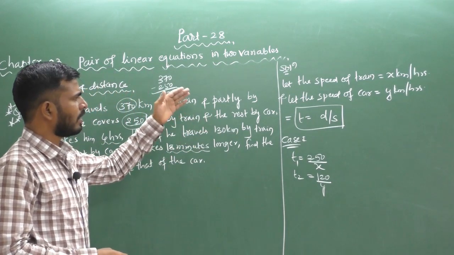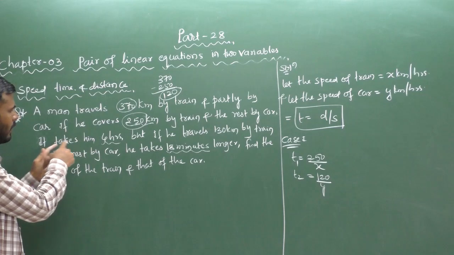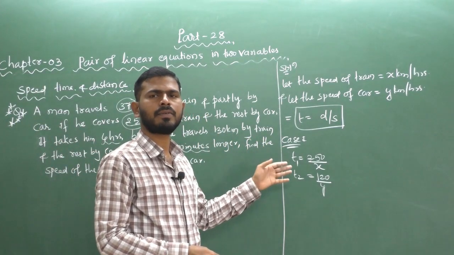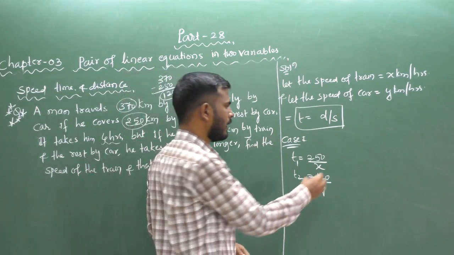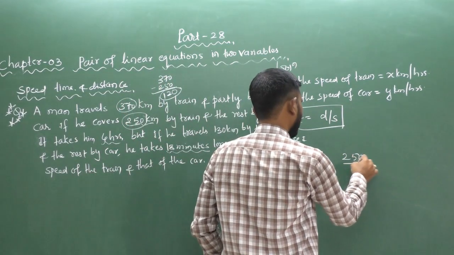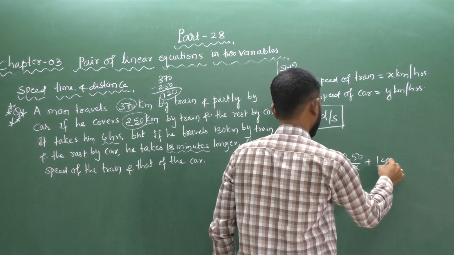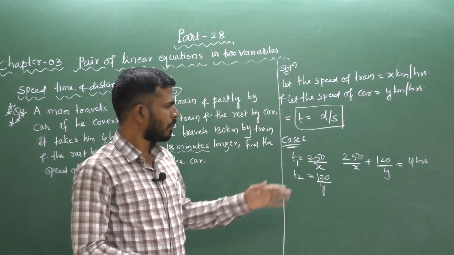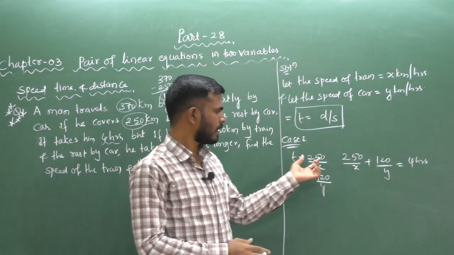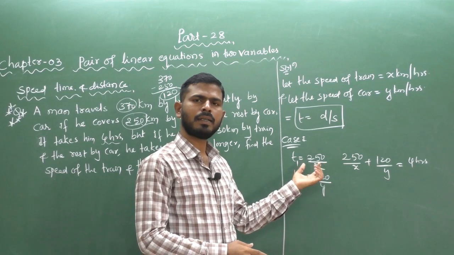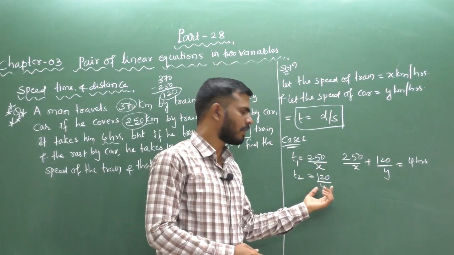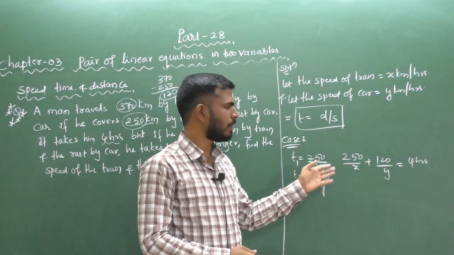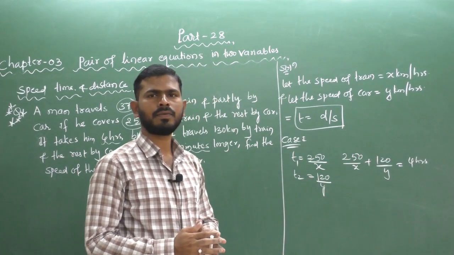Next one is the rest by the car. Together, time 1 plus time 2 will take 4 hours. So that's why I have to add here 250 by x plus 120 by y equal to 4 hours. Look here: this is the time of the train, and this is the time required by the car, that is T2. Added together, it will come to 4 hours.